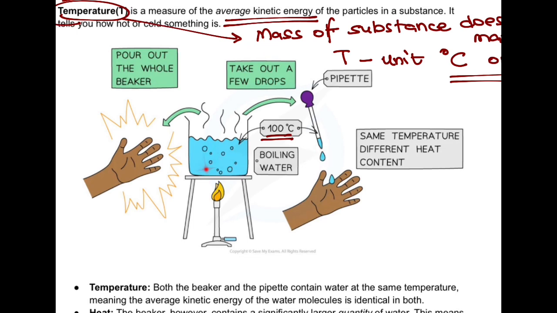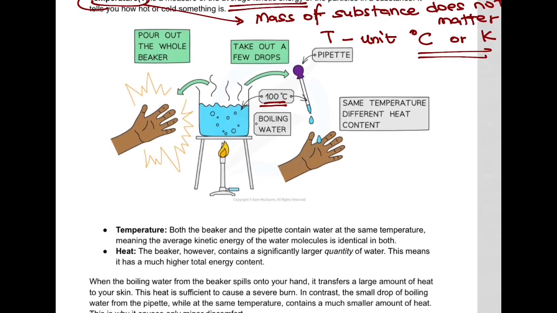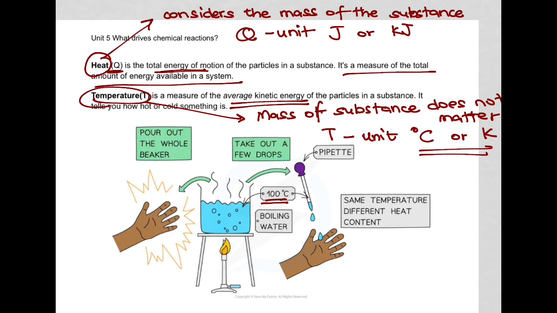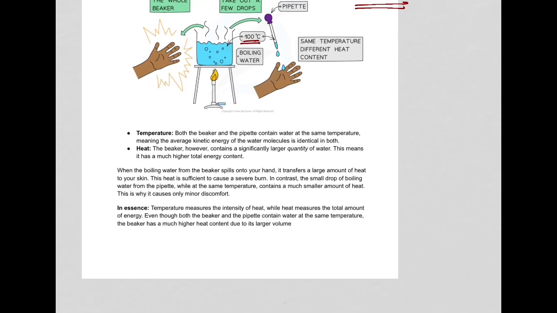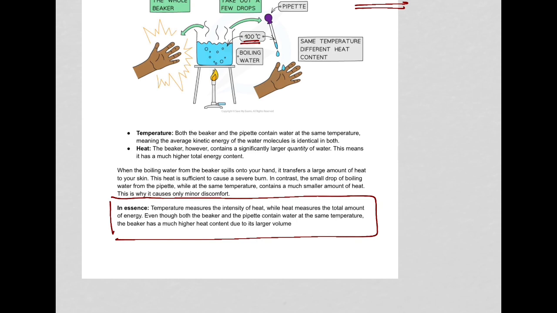But heat takes into consideration the amount of substance, while temperature does not. It's just telling you how hot it is, how cold it is. So basically, it's a measure of the average kinetic energy. So you have the essence of the explanation here, where it tells you that temperature measures the intensity of the heat, while heat measures the total amount of energy.